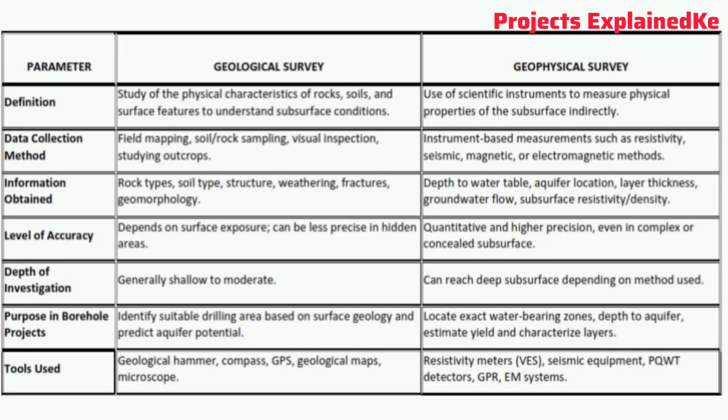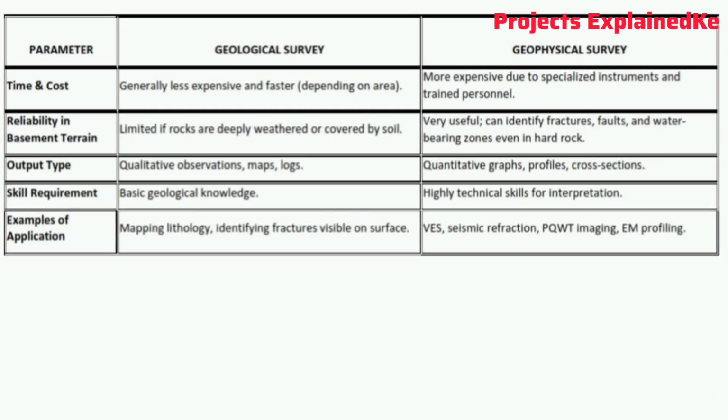This is where analysis of the rock formation and soil layers is done to figure out the best drilling location. Then there's another method called geophysical survey, where you use tools like resistivity meters or seismic methods to map out underground water bearing formations. So note, geological survey is where you analyze the rock formations, and geophysical survey is where you see the groundwater bearing, using either seismic, PQWT, or the VES method, which is vertical electrical sounding.